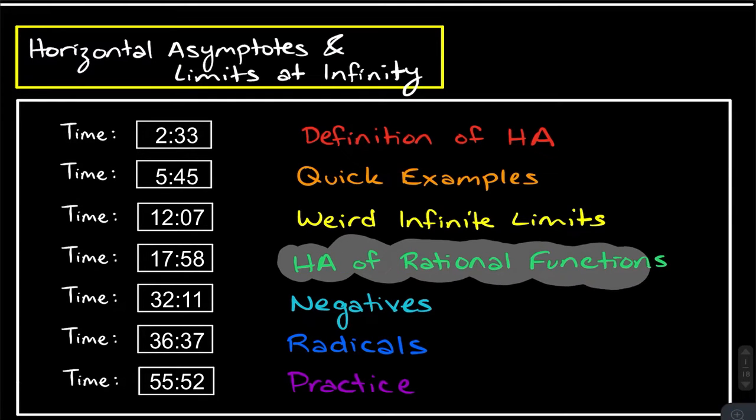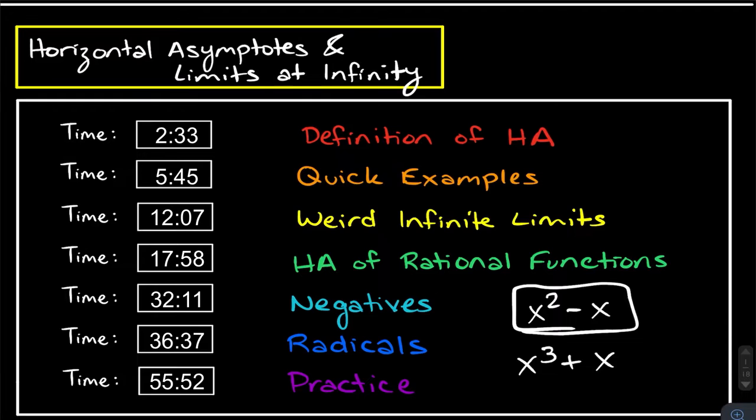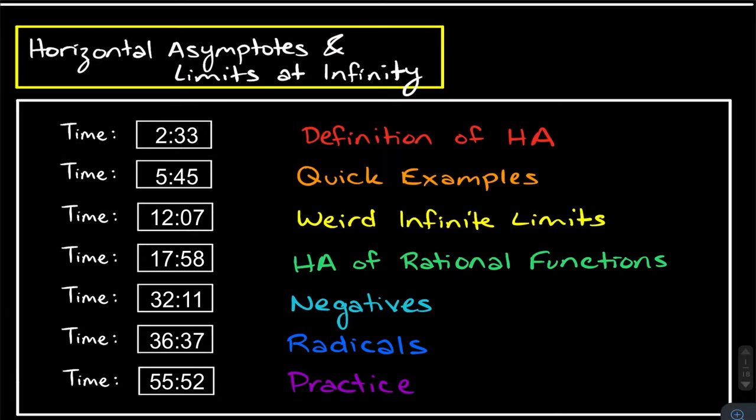Then we're going to move on to the horizontal asymptotes of rational functions, and what rational functions are. We've got to remember this. I don't think I knew this for a while. A rational function is like a polynomial over a polynomial. So you have a polynomial in the numerator and a polynomial in the denominator. That's what a rational function is, just so everybody's up to speed on what I mean when I say that.